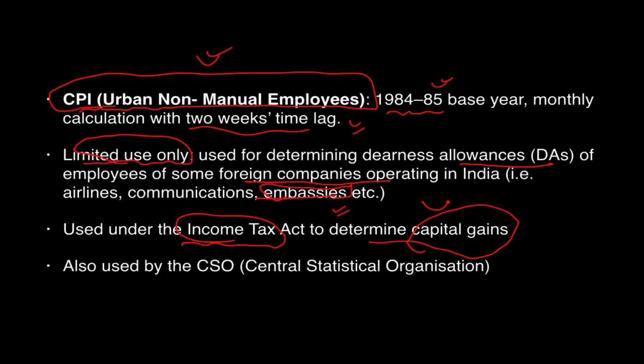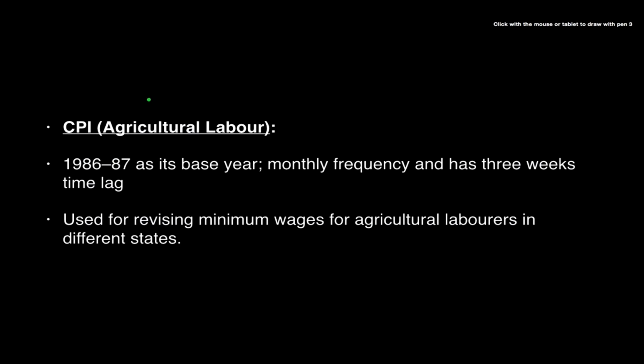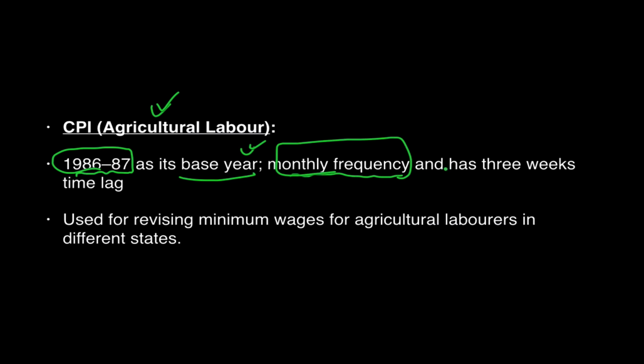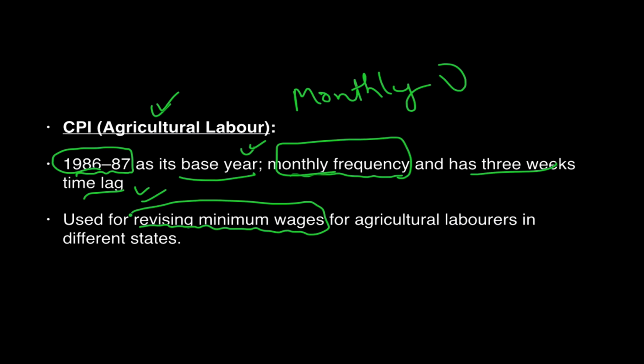I'll not go into much details now, but when we will deal with stock market, I'll tell you what are capital gains. And it is also used by Central Statistical Organization, CSO. Okay, so now moving forward, we will deal with the CPI, agriculture labor. So basically 1986 to 87 is the base year for this, and their monthly frequency is there, and it has 3 weeks time lag. Again, not important, just remember the frequency is monthly for most of these indexes, and it is used for revising minimum wages, okay, for agricultural laborers in different states.